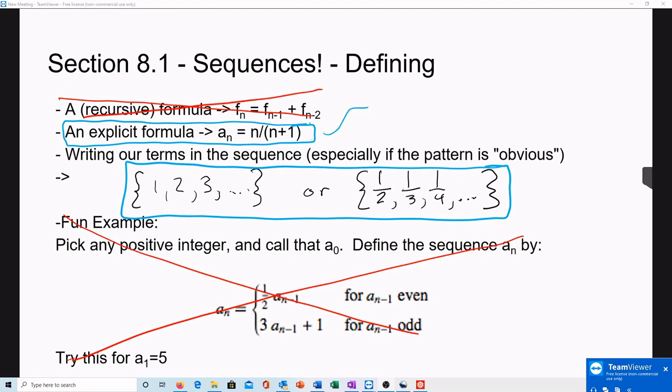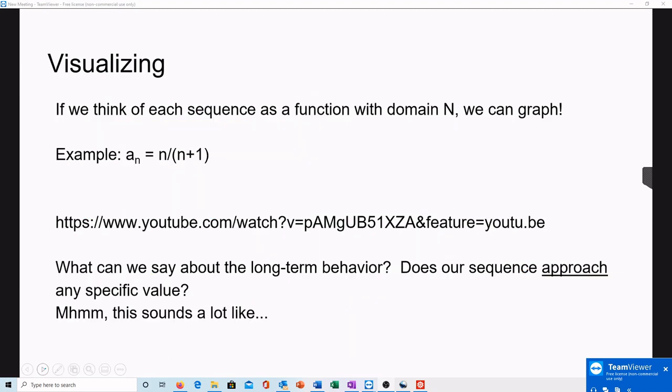So for example, this one, you can just do some of the terms. A1 would be 1 over 2. A2 would end up being 2 over 3. A3, 3 over 4. And you can keep going. Okay, so let's keep working.